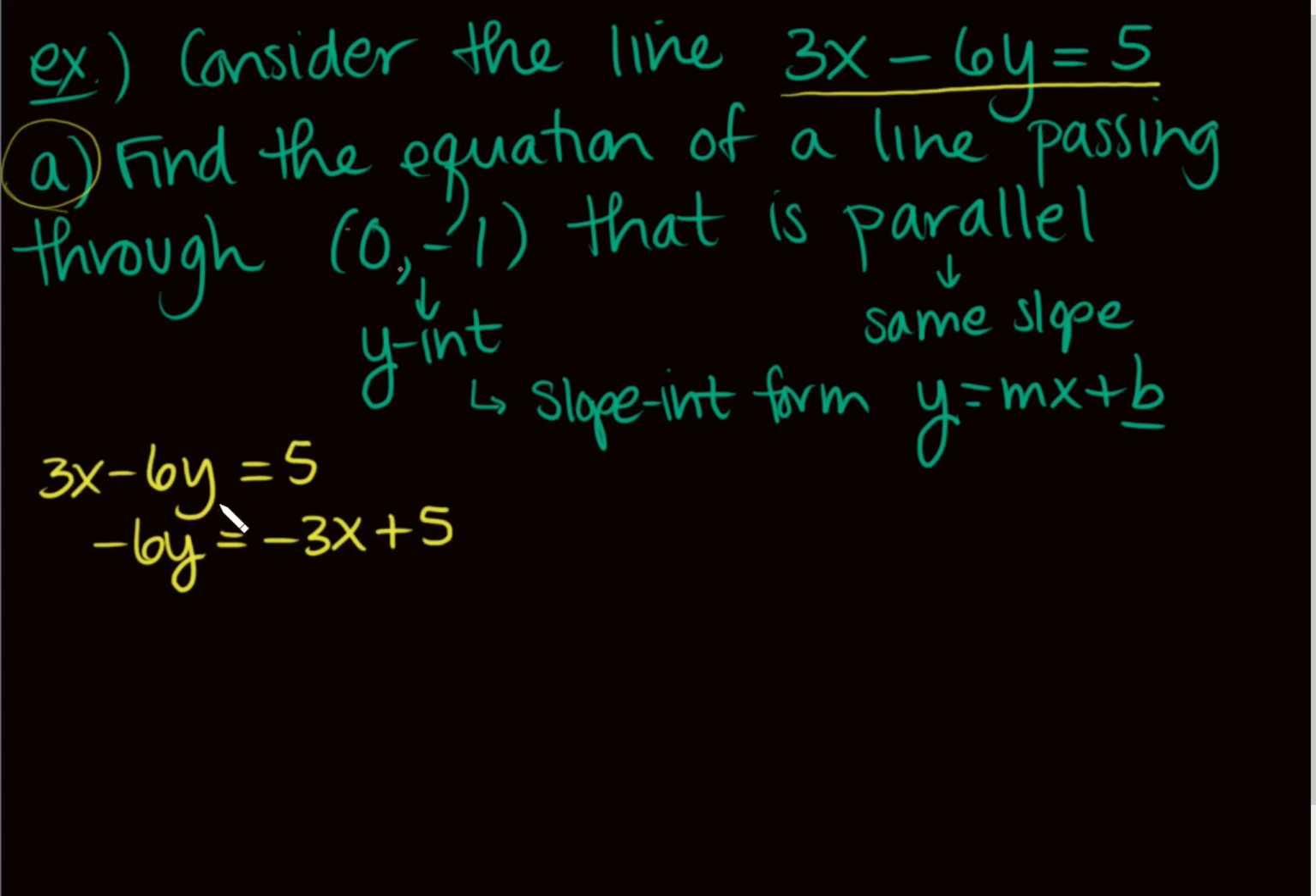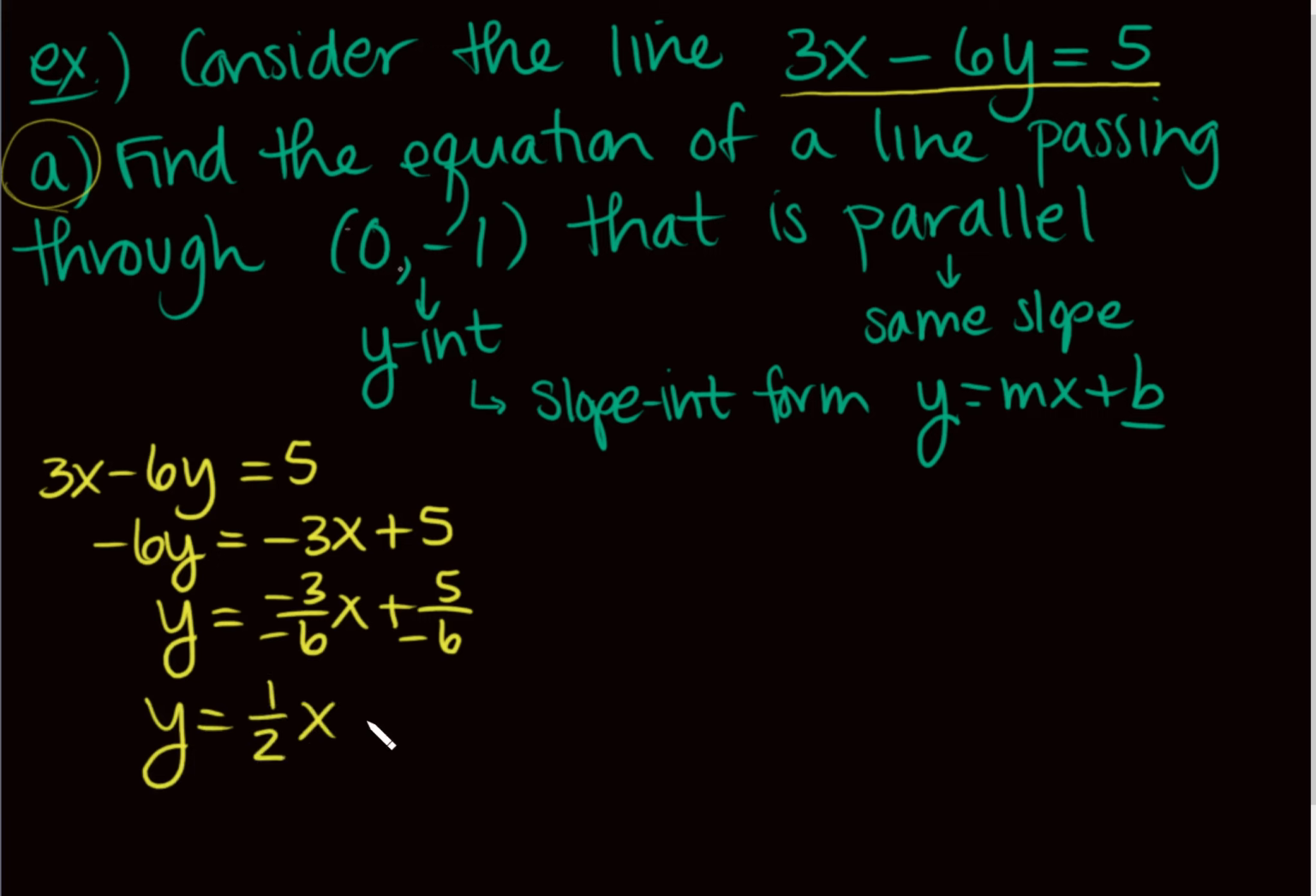It might have been just as easy to add the 6y and subtract the 5. That's probably what I would have actually done, but I don't know why I'm doing it this way. Divide by -6. And what do we get then? We get y equals what? 1/2 x minus 5/6. Okay, so what is the slope of this line?